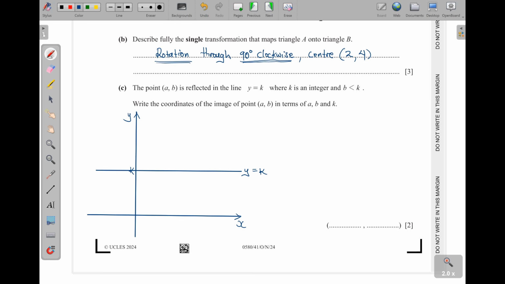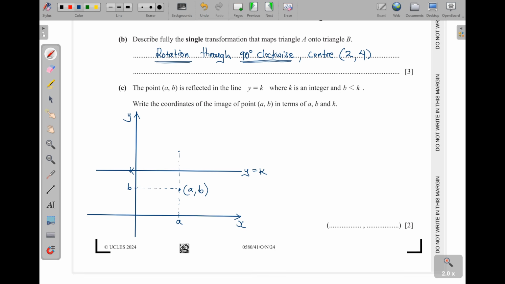Then I'm going to have a point, let's say here, which is (a, b). So here is the x coordinate a, and the y coordinate here is b. Okay, they said b is less than k, so that's why I'm putting it below k. Then after that, we are going to reflect it in this line. So when we reflect it in this line, the image is going to be the exact length here.